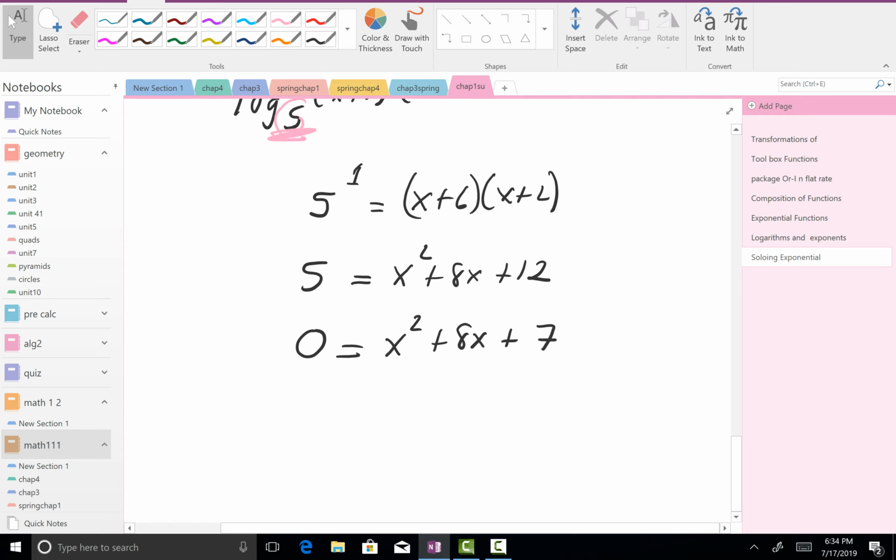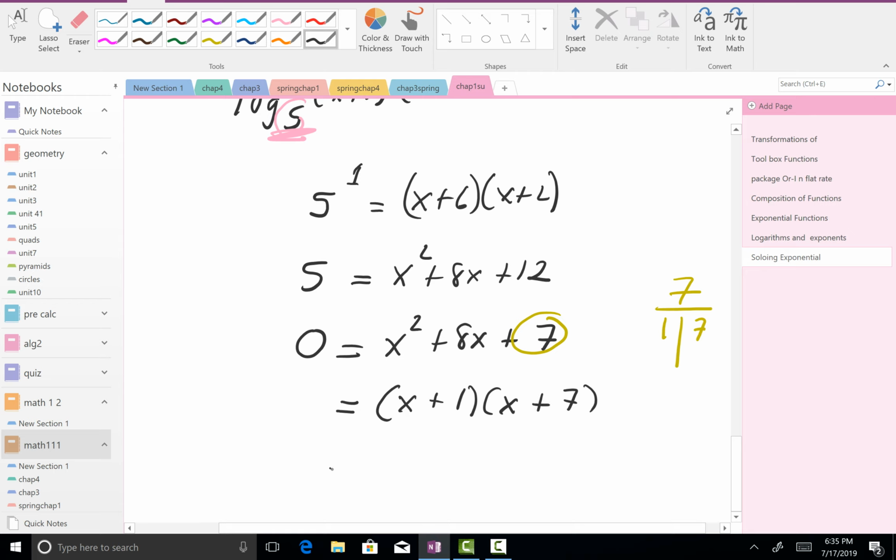To solve these, you can use the quadratic formula. You could graph it, but this one just factors. And the ones in the book should really all factor. In case you forgot how to factor, you take this 7 and find the factors of 7. There's only two, 1 and 7, and they've got to add up to 8.